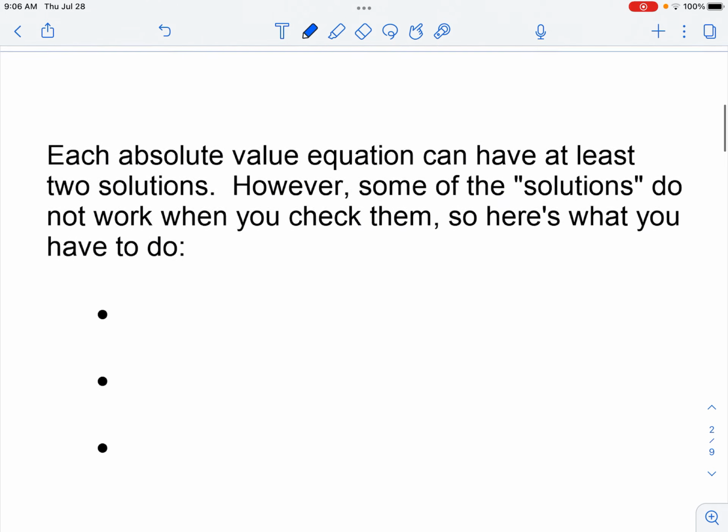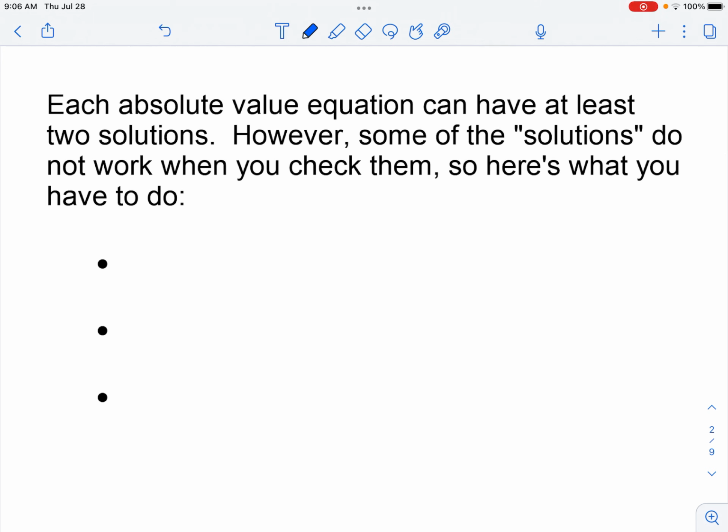Okay, so how are we going to use that? Well, we're going to have equations to solve that have absolute value involved. In order to do that, we're usually going to end up with 2 solutions. Now, when we go through and solve these, we've got to be really, really careful because some of the solutions do not actually work when you check them. They're called extraneous solutions. So here's our general process on what we're going to do. It's kind of a 3-step process.